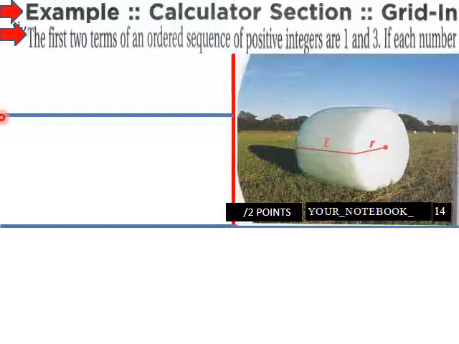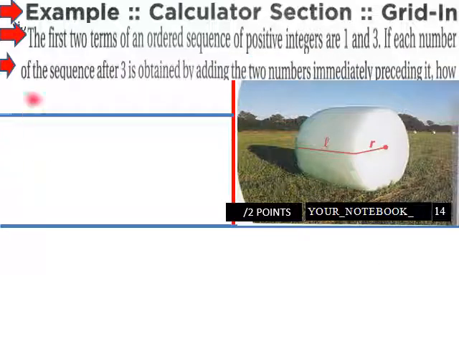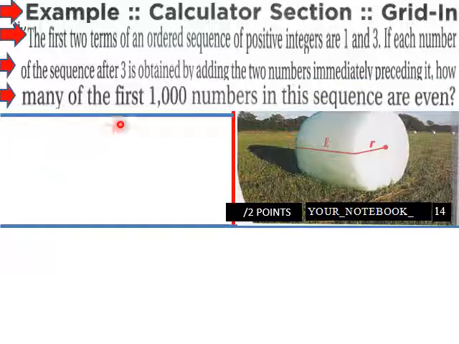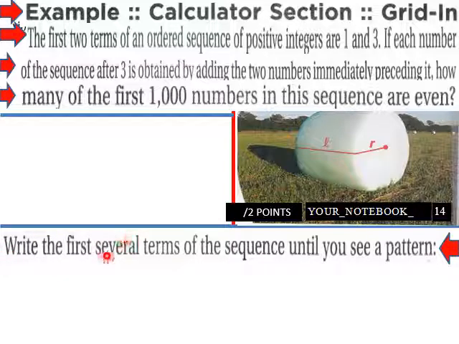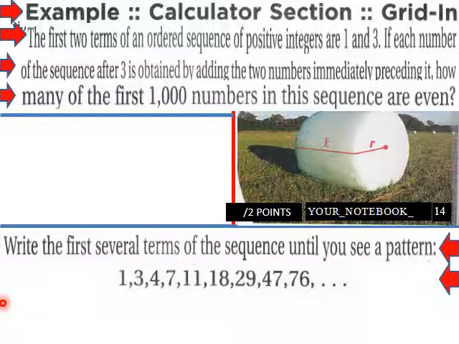Calculator section, grid-in. The first two terms of a sequence of positive integers are 1 and 3. Each number of the sequence after 3 is obtained by adding the two numbers immediately preceding it. How many of the first 1,000 numbers in this sequence are even? Write the first several terms of the sequence until you see a pattern: 1, 3, 4, 7, and so on.